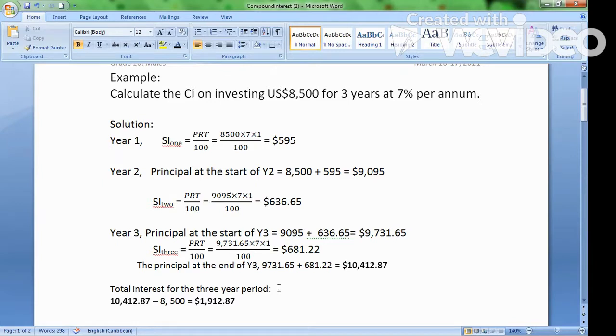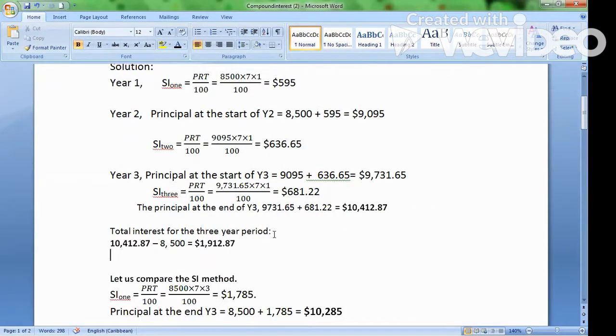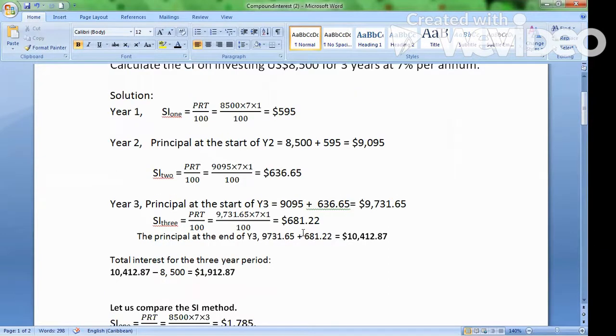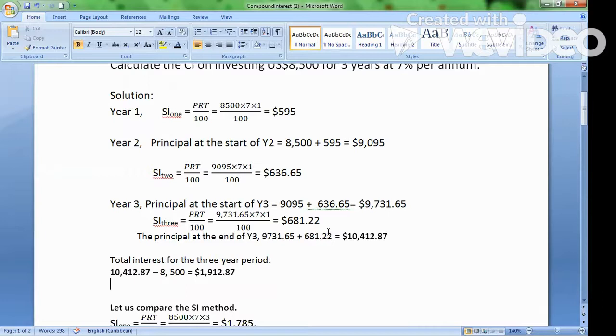Sir, if you were supposed to do the same thing on a simple interest, it would be 1785. Yes. So the interest is smaller. Yeah. See, I have it on here. All right. So let me explain this.